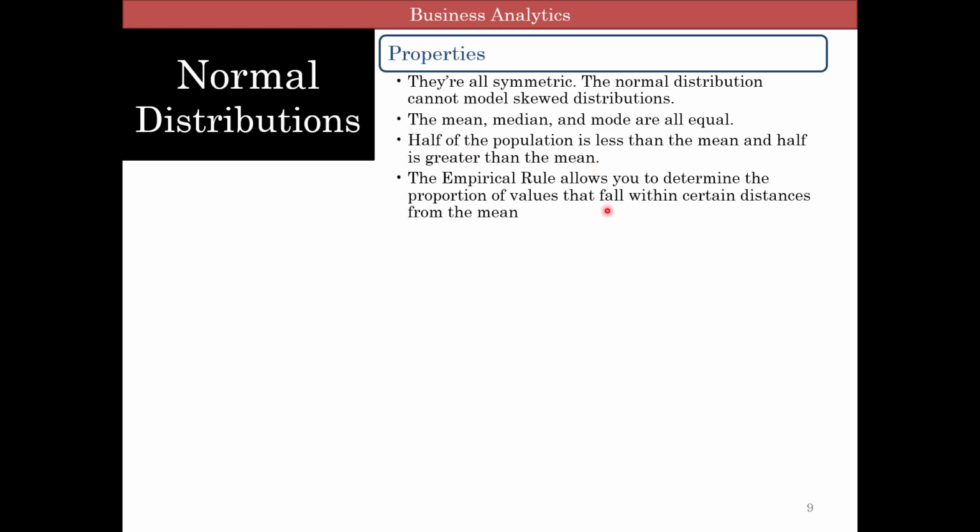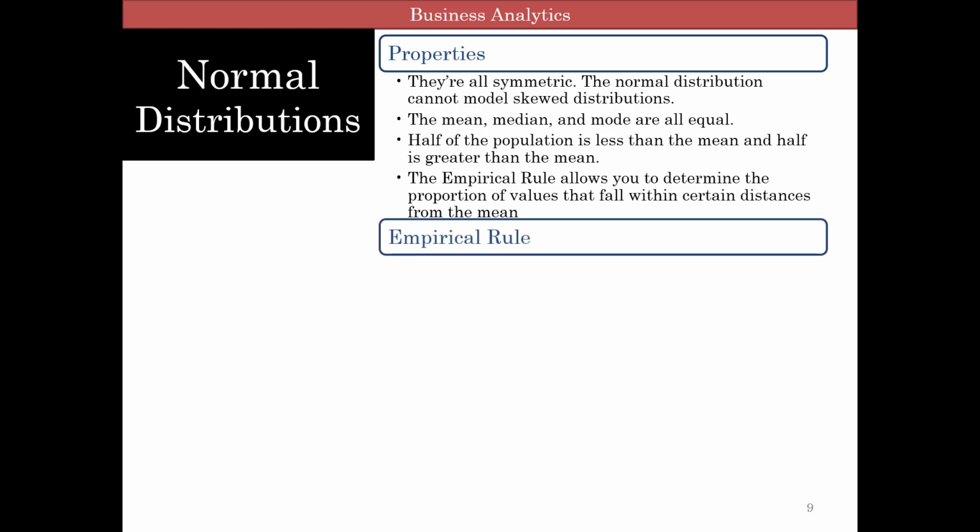And then the advantage of normal distribution is we have something called the empirical rule. It allows you to determine the proportion of values that fall within certain distances from the mean. So let's talk about the empirical rule. One standard deviation away from the mean contains 68.26% of the data. Two standard deviations on both sides contain 95.44% of the data, and three standard deviations contain 99.73%.